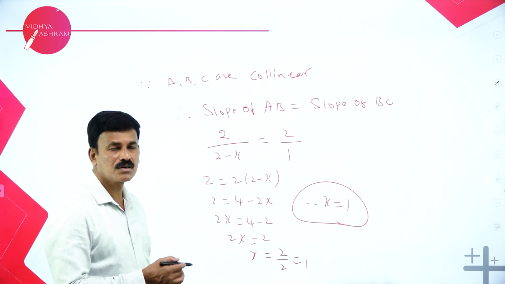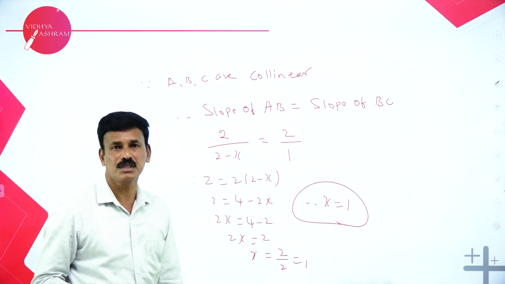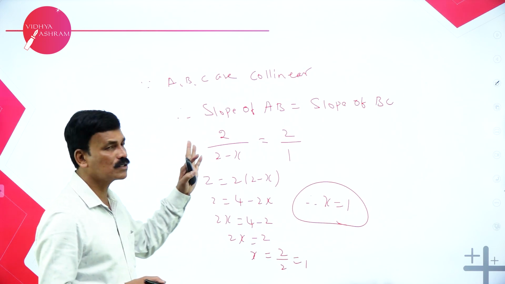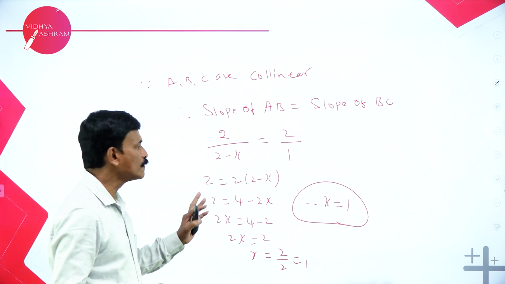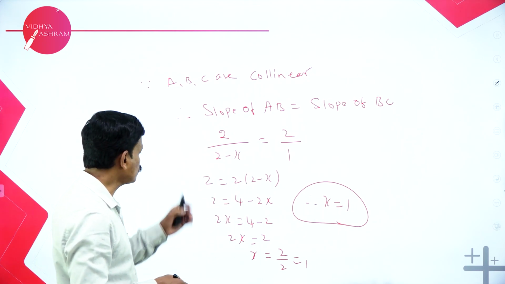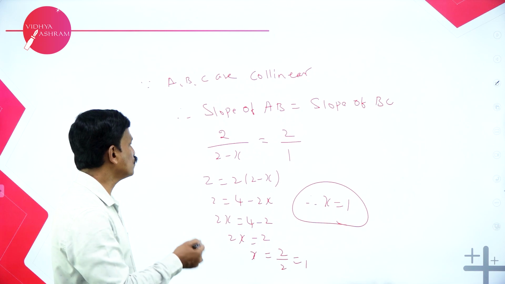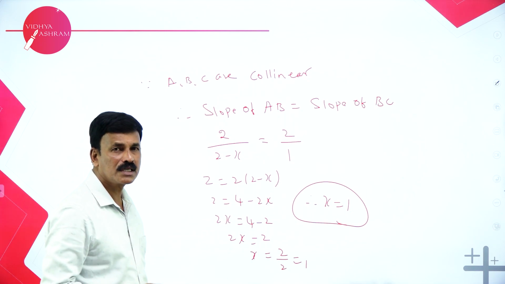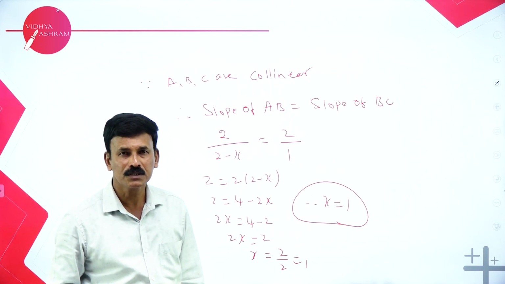So, if x is equal to 1, the points A, B, C are collinear. That's it, very simple. Find the slope of AB and the slope of BC and equate them, because they are collinear. So, 2 by 2 minus x is equal to 2 by 1. Cross multiply and simplify, you will get x is equal to 1. Okay, this is one method.